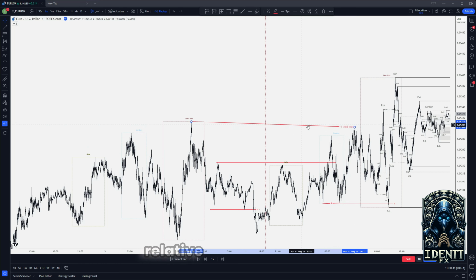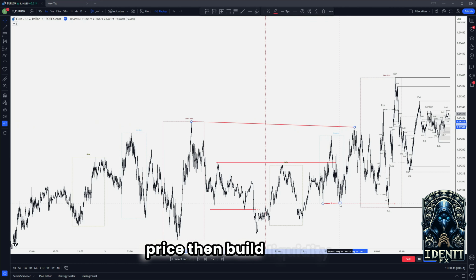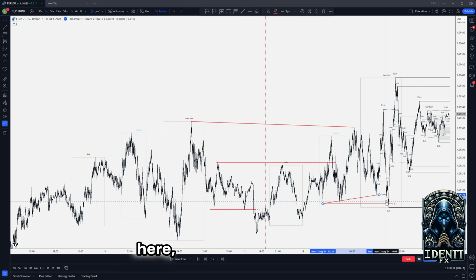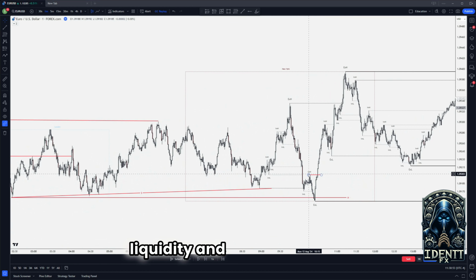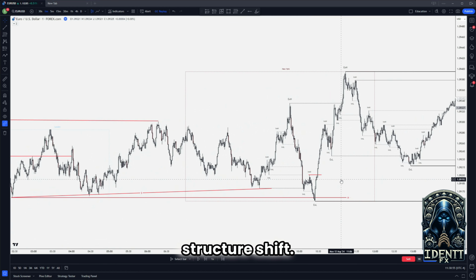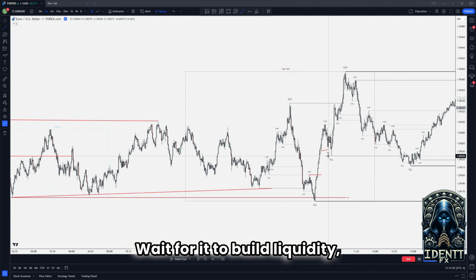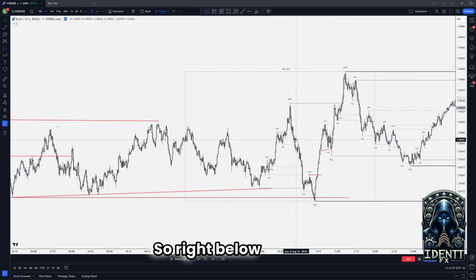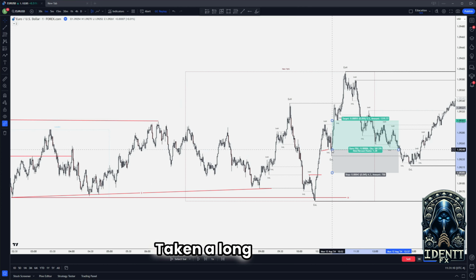We then set up relative equal highs with that New York session high. Price then built liquidity to the sell side right here. We then took out that liquidity and had our market structure shift. What do we do then? Wait for it to build liquidity, which we did right here. So right below this low, we could have actually taken a long position.